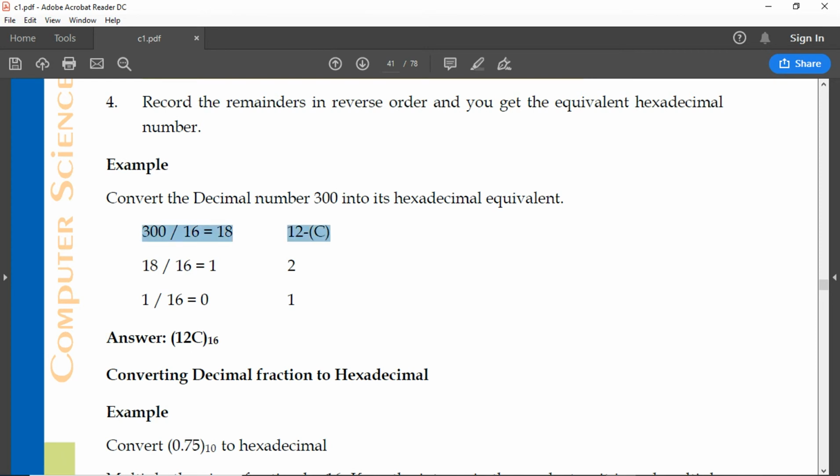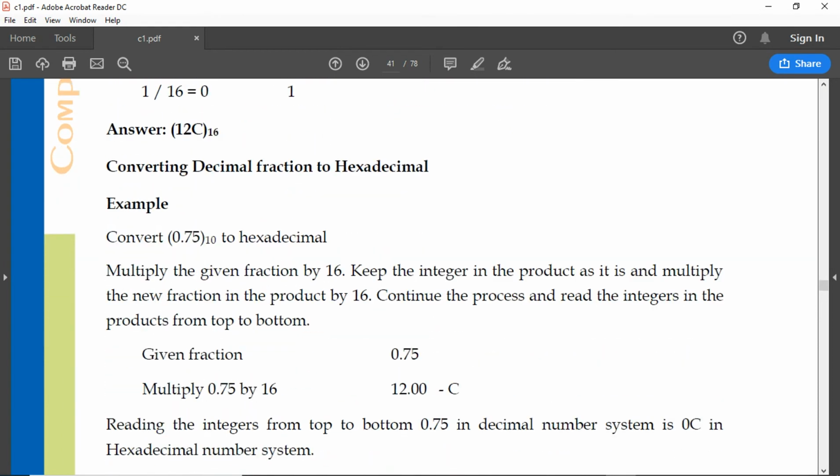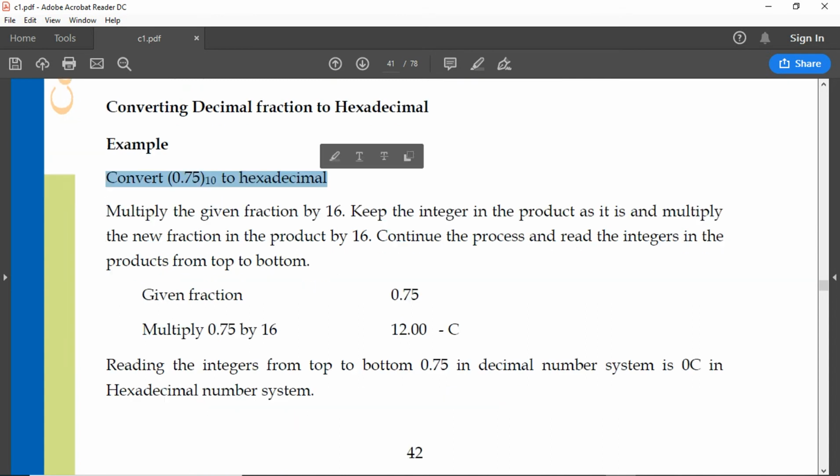300/16 equals 18 remainder 12, which is C. 18/16 equals 1 remainder 2. 1/16 equals 0 remainder 1. Answer: 12C, base 16. Converting decimal fraction to hexadecimal. Example: convert 0.75 base 10 to hexadecimal.